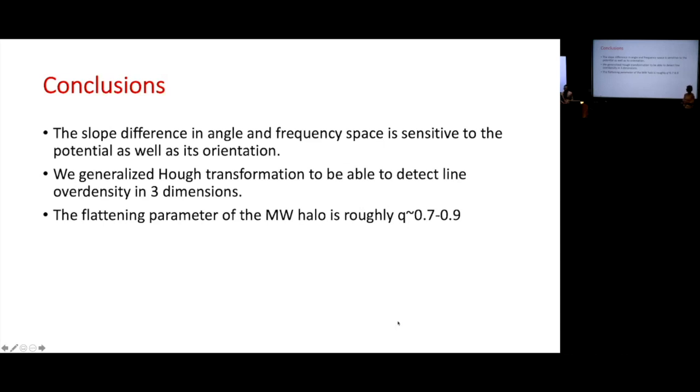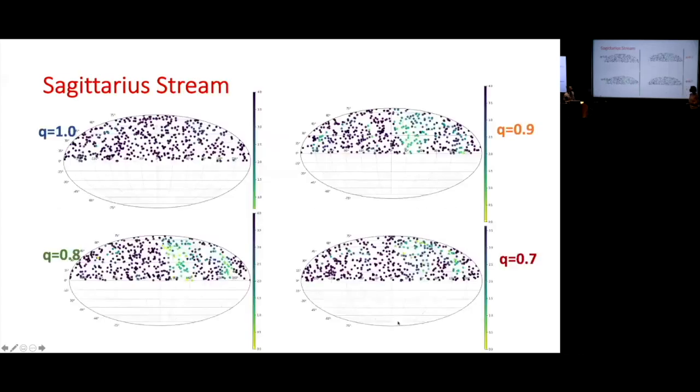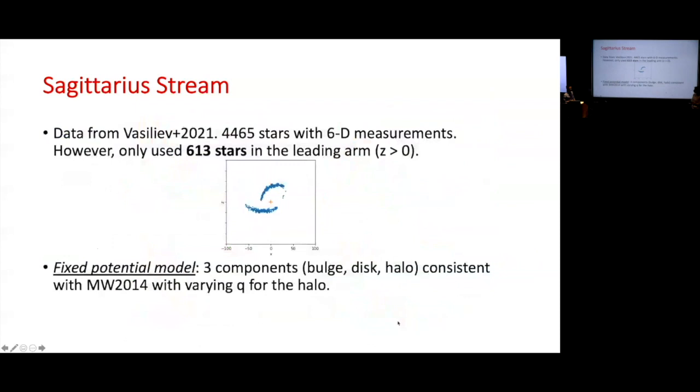Very nice. So what potential of the halo did you choose for this exercise? You mean for the Sagittarius stream? Yeah. So I just used the 3 components like in Gala. Okay. But so the bulge is just spherical. The disk is the Miyamoto-Nagai, and then the halo is just the NFW with varying flattening parameter.